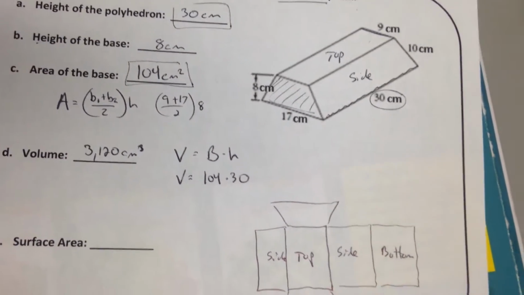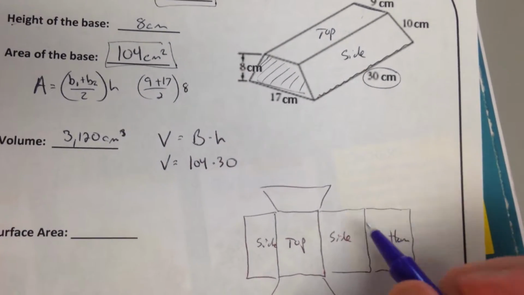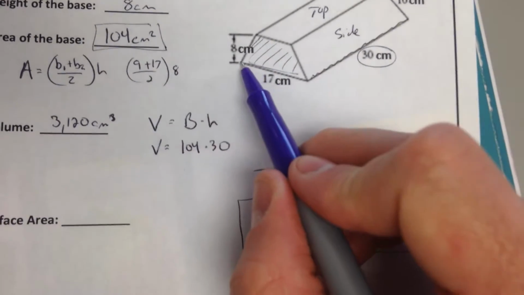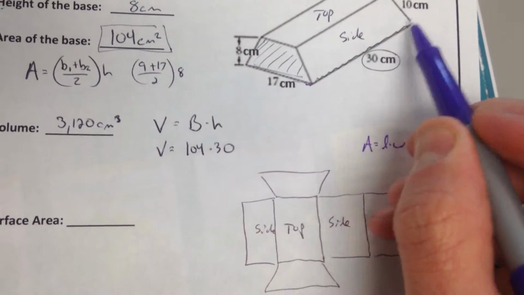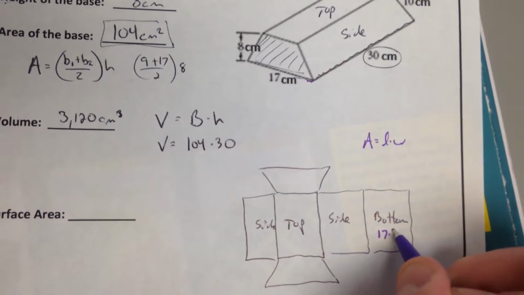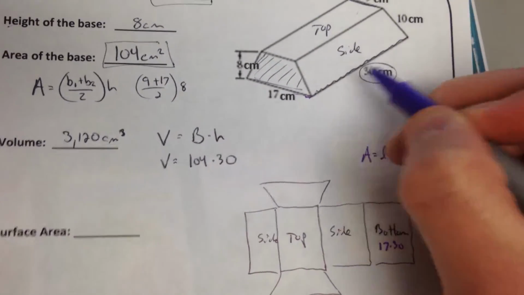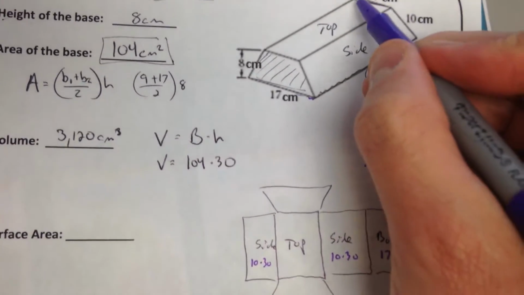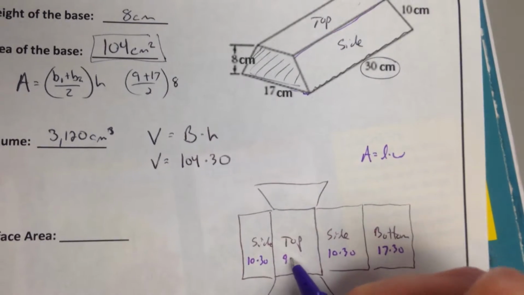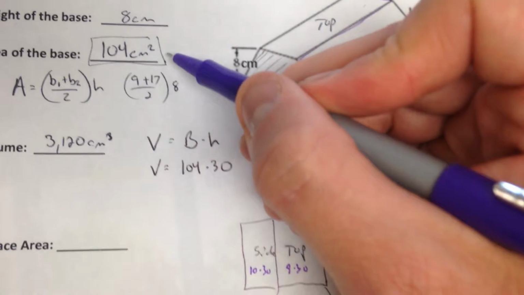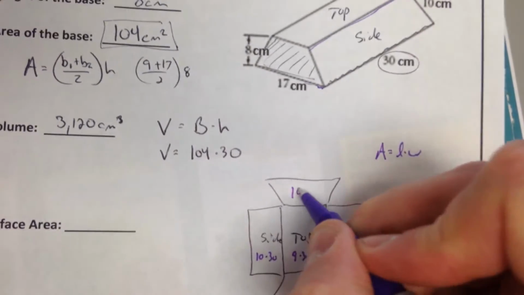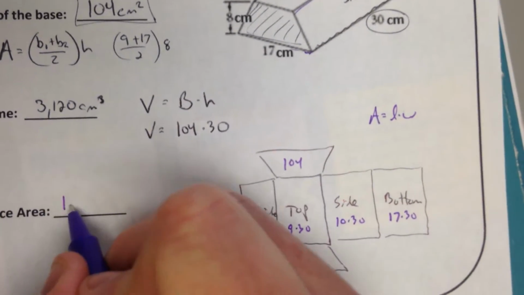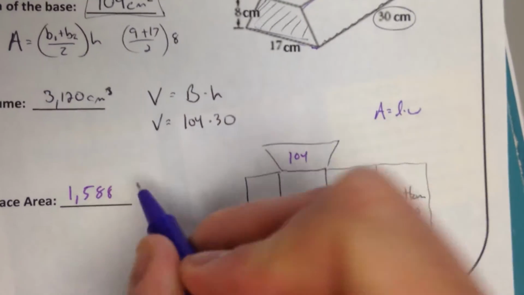Okay, so by using our area of a rectangle formula, which is length times width, I will be looking at things such as 17 times 30 to find the bottom area. This side would be 10 times 30, as well as this side. The top would be 9 times 30. And we already have the area of the bases, so I'll just add those in as 104. That gives us a surface area of 1,588 centimeters squared.